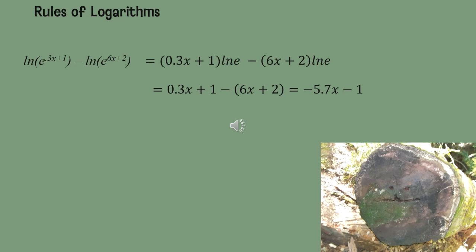Now, natural log of e ends up just equaling 1, because natural log is the inverse function of e, and e by itself is e to the first power, so natural log of e just turns into 1. So my beginning expression simplifies down to 0.3x plus 1 minus 6x plus 2, or negative 5.7x minus 1.